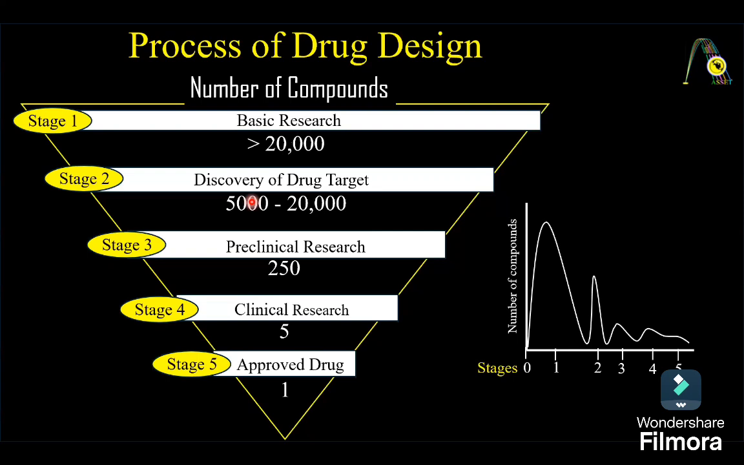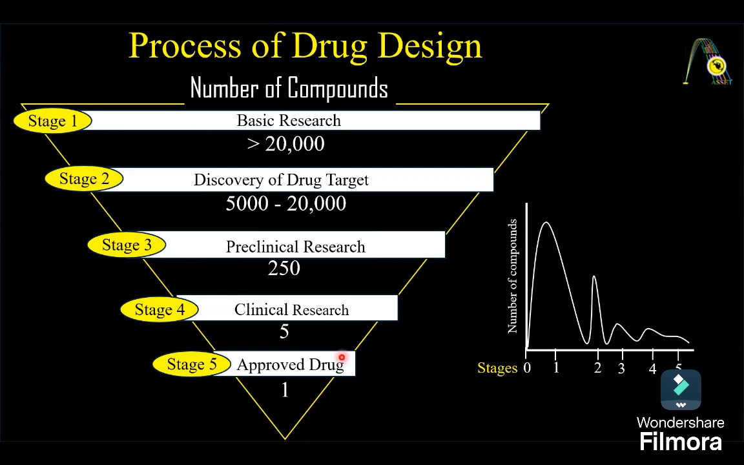Say, for example, we want to select for compounds that are secretagogues. Secretagogues are diabetes drugs that increase the release of insulin. So you want to select for secretagogues specifically, just as an example. Upon selecting for that specific target, we might find that there are 5,000 to 20,000 different compounds that we've identified. Stage 3 is our preclinical research, so this would be our animal studies. In our preclinical research stage, we might find that there are 250 compounds that we've identified.